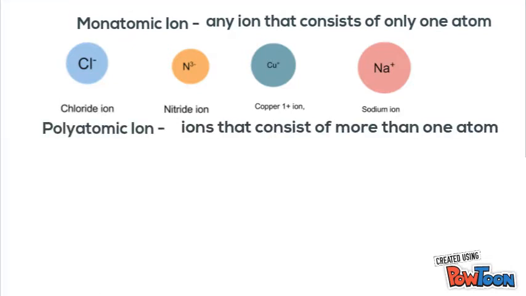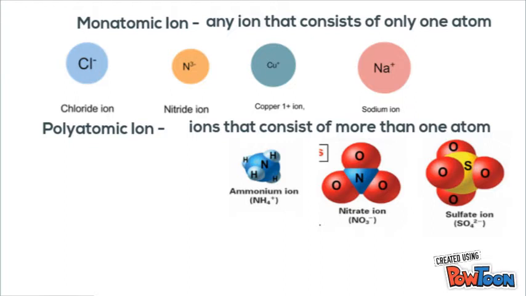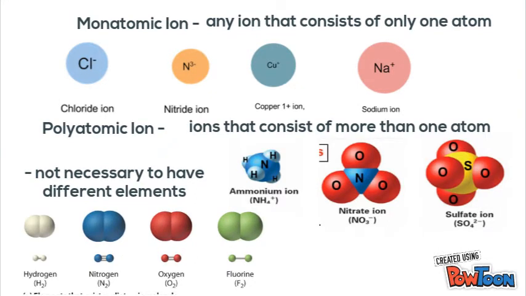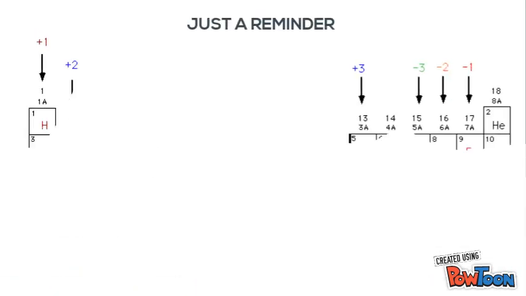A polyatomic ion is an ion that consists of more than 1 atom. So for example, we have ammonium down here, and that's 1 nitrogen and 4 hydrogens. Nitrate is 1 nitrogen and 3 oxygens. And sulfate is 1 sulfur and 4 oxygens. These do not necessarily have to have different elements. So here you have 2 hydrogens come together, 2 nitrogens come together. That's okay because they're still a compound.